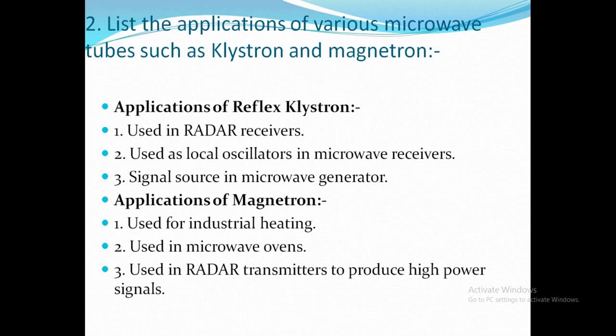Next, coming to the applications of reflex klystron. These are used in radar receivers, as local oscillators in microwave receivers, and as a signal source in microwave generators.